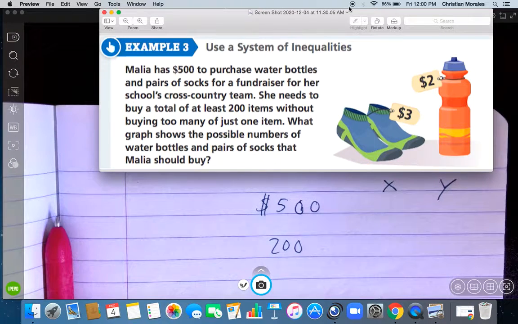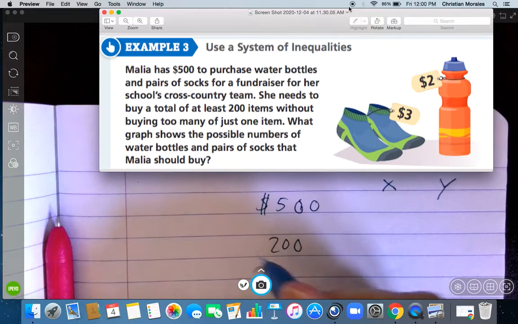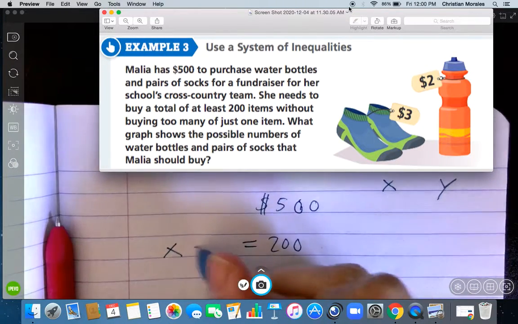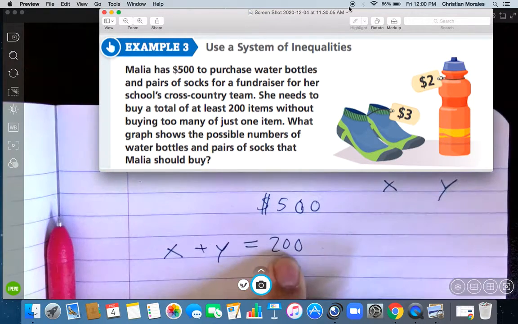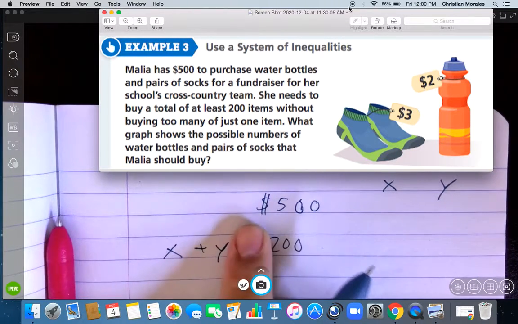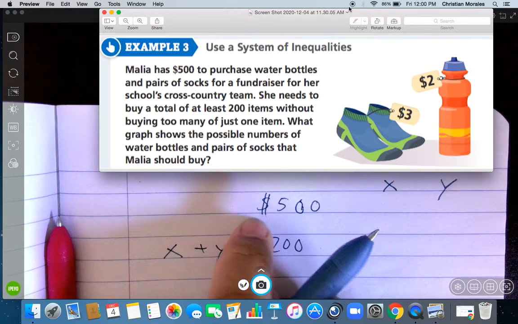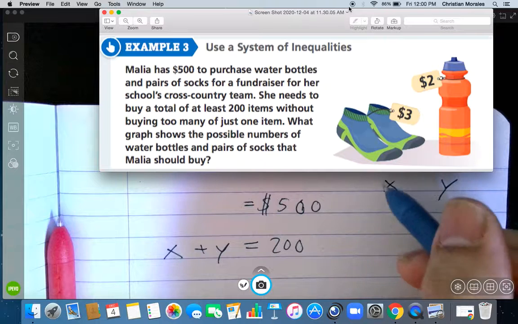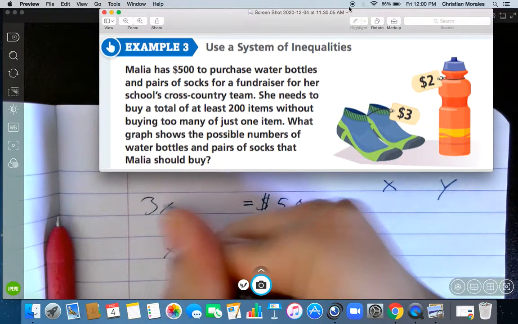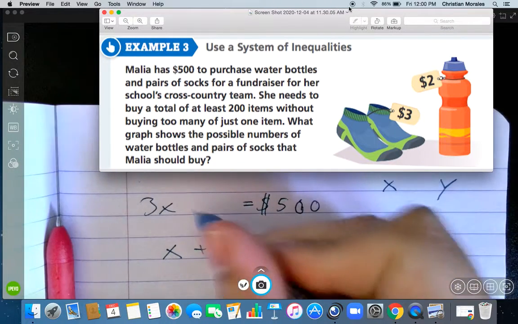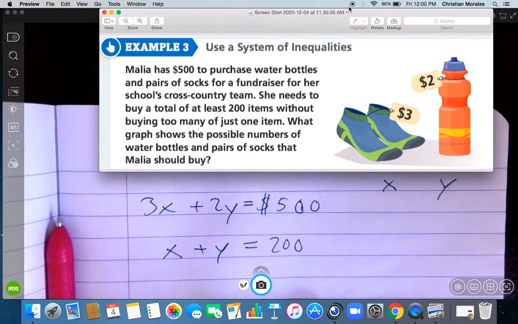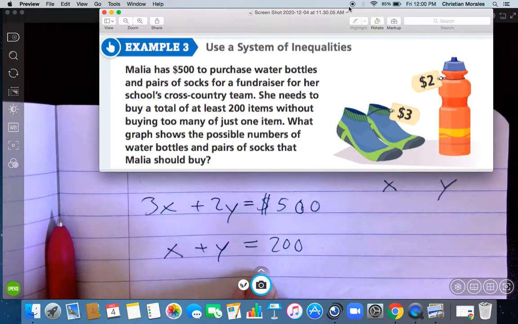Now, if I were to do this as an equation, I would add up all the socks and the water bottles, and that would give me 200. But for the amount for the fundraiser, each sock is going to be sold for $3, and each water bottle will be sold for $2. Let's just say pair of socks. Now this would be the way you set up the equations, right?